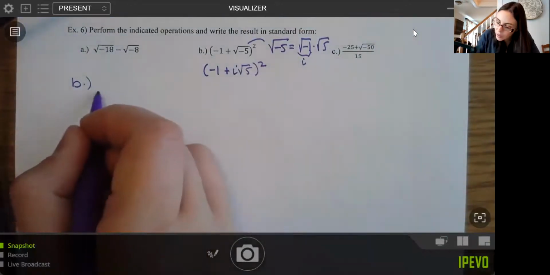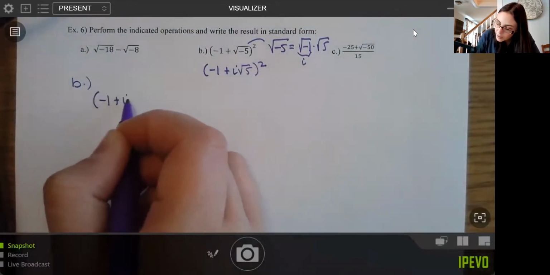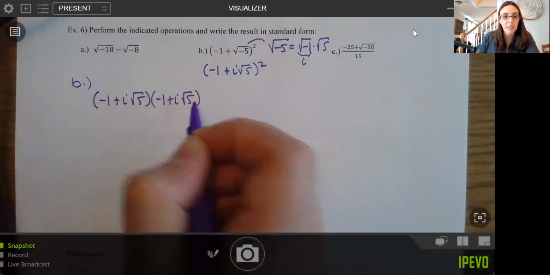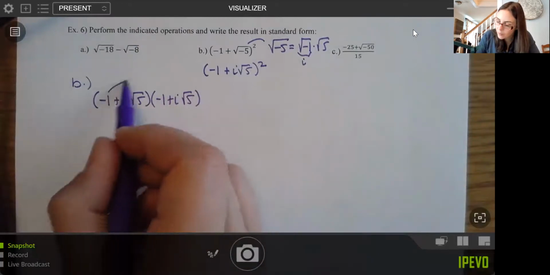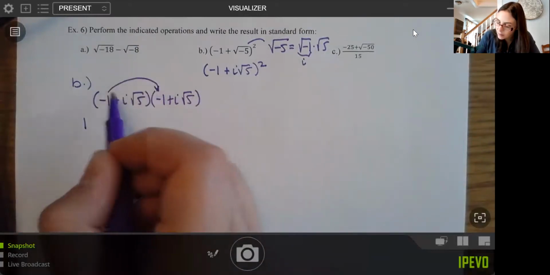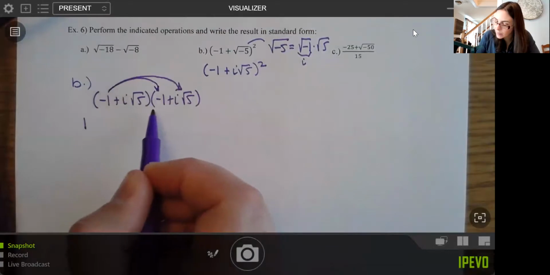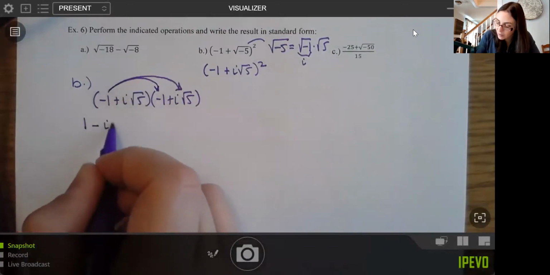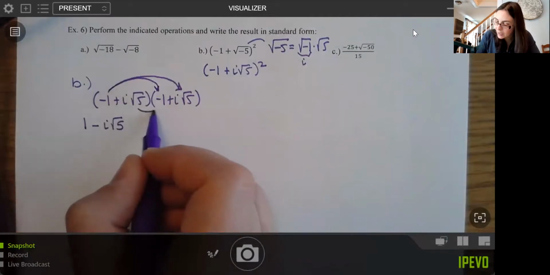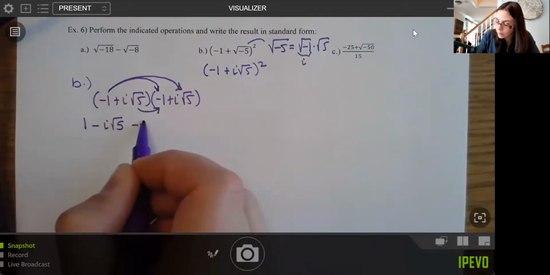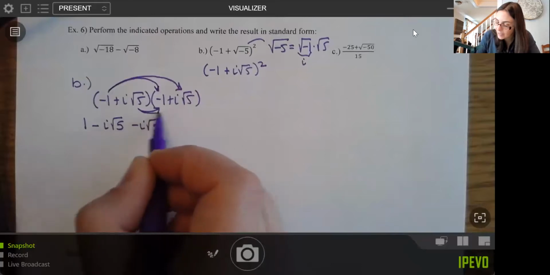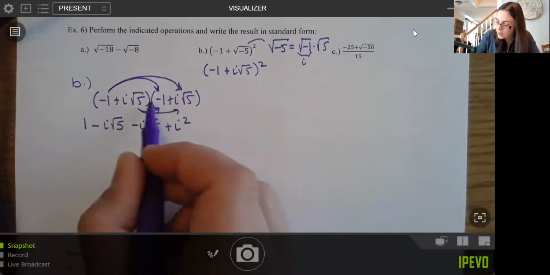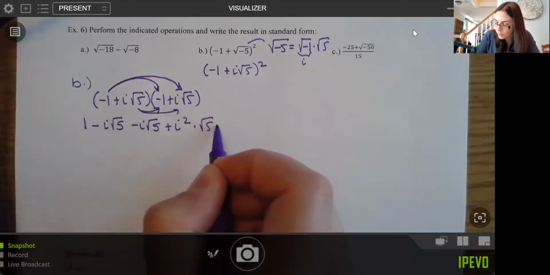Now remember that when you're squaring something, you are basically writing it out twice and doing that multiplication. So -1 times -1 is +1. -1 times positive i√5 is just negative i√5. On the inside here, I'm going to have the same thing, negative i√5. And then at the end here, I have i times i is i squared. And then I also have √5 times √5.